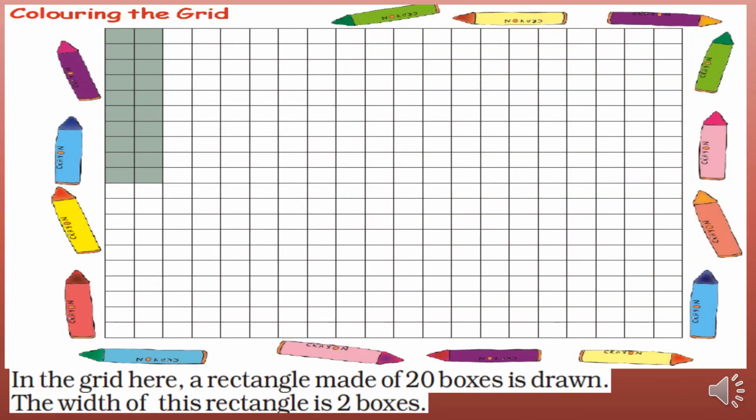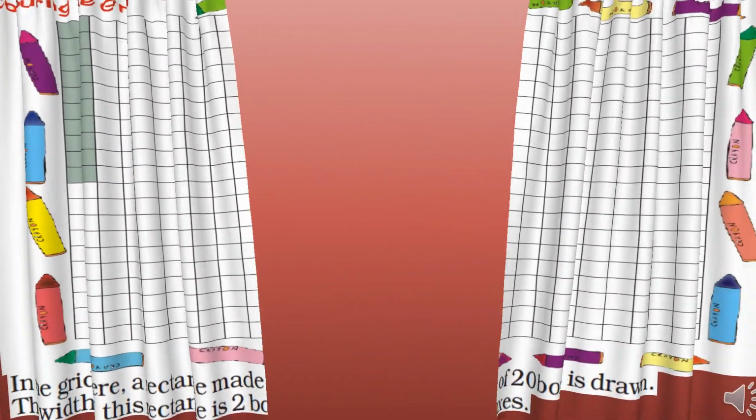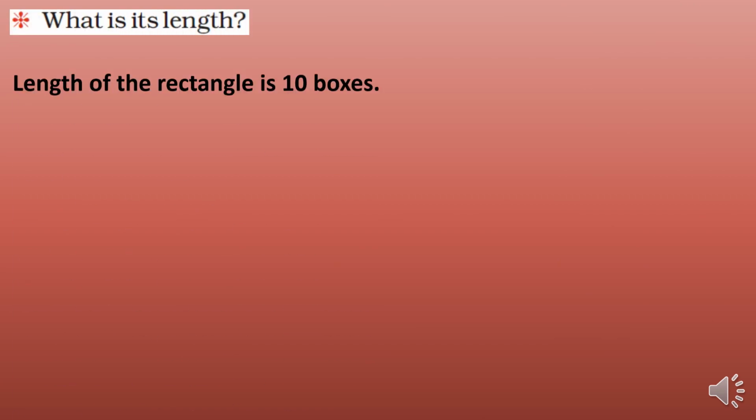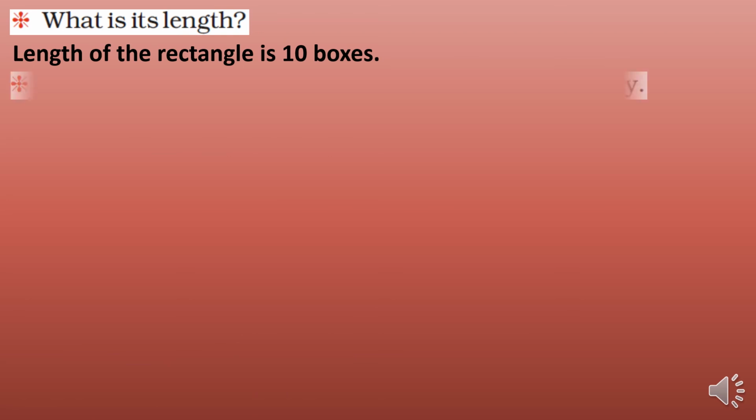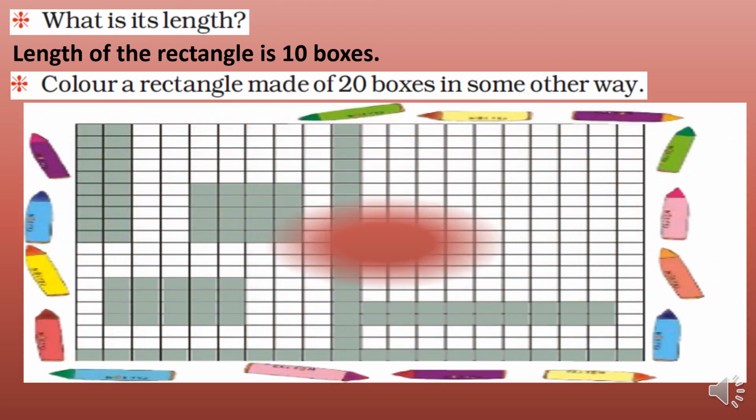Coloring the grid. In the grid here, a rectangle made of 20 boxes is drawn. The width of the rectangle is 2 boxes here, as you can see in the grid. So what is its length? So the length of the rectangle is 10 boxes. Color a rectangle made of 20 boxes in some other way. So here are the ways.